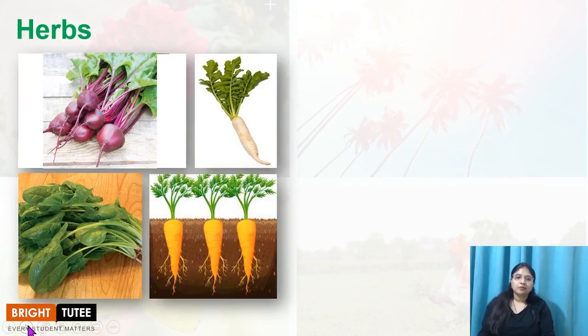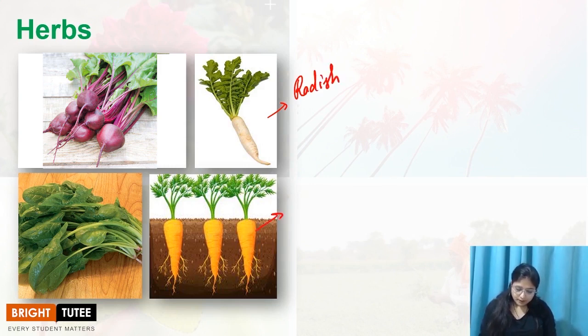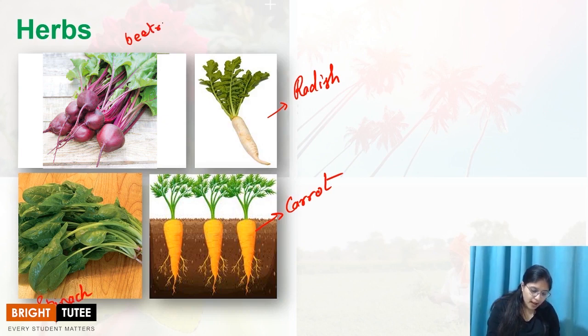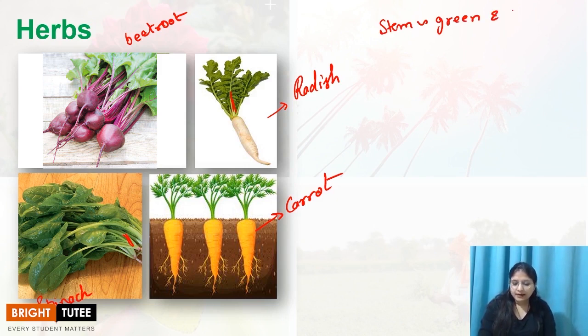First of all, let's talk about the herbs. Now these are all examples of herbs and you will find all of these easily around you. So this is a radish. This is a carrot, right? This is spinach, right? And this is beetroot. And all of these come under the category of your herbs. Now, if you look at the stem, what is the stem like? You can see over here, this is the stem and it is green in color. Over here you can see it is green in color again. The stem is green and tender, right?